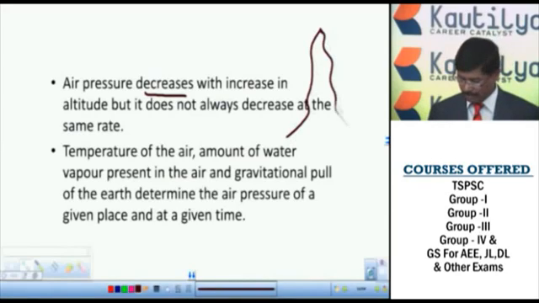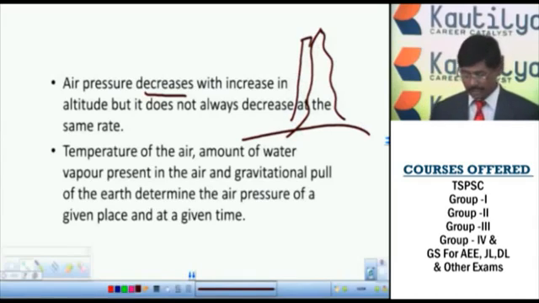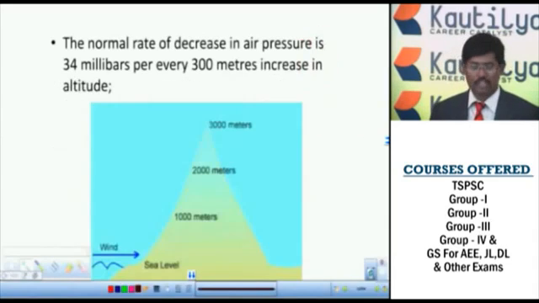so this is the earth's surface. Generally atmospheric pressure decreases when you go to high altitude, but it does not decrease at the same rate always. The temperature of the air, the amount of water vapor present in the air, and the gravitational pull of the earth determine the air pressure at a given place and given time. So it is also based on the temperatures, and there is also the high altitude.